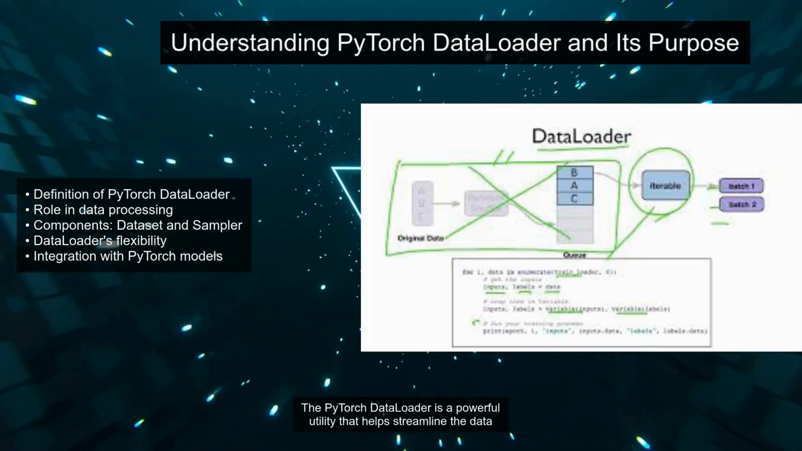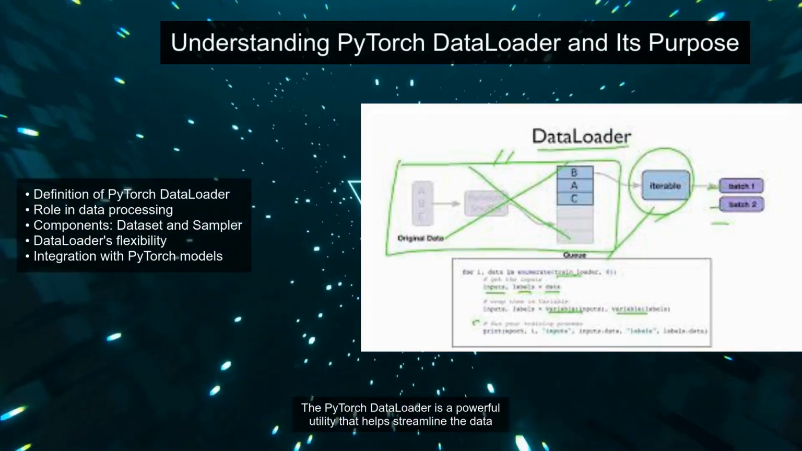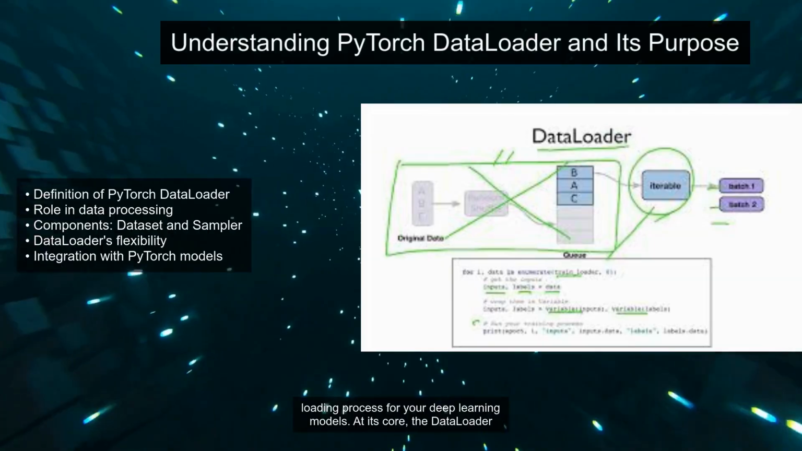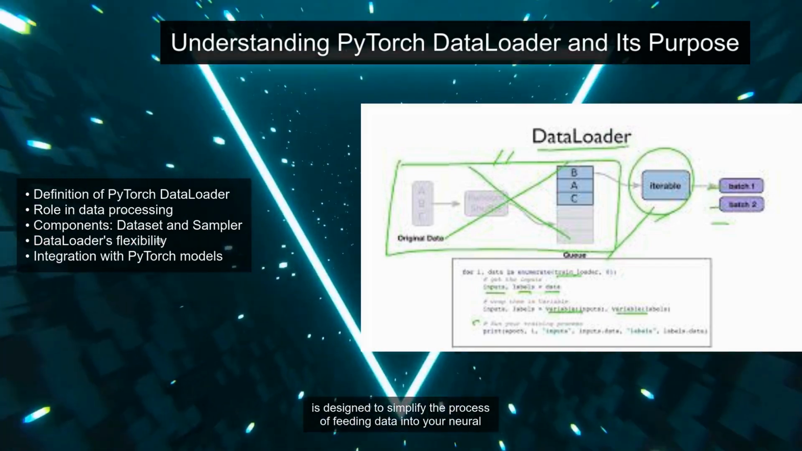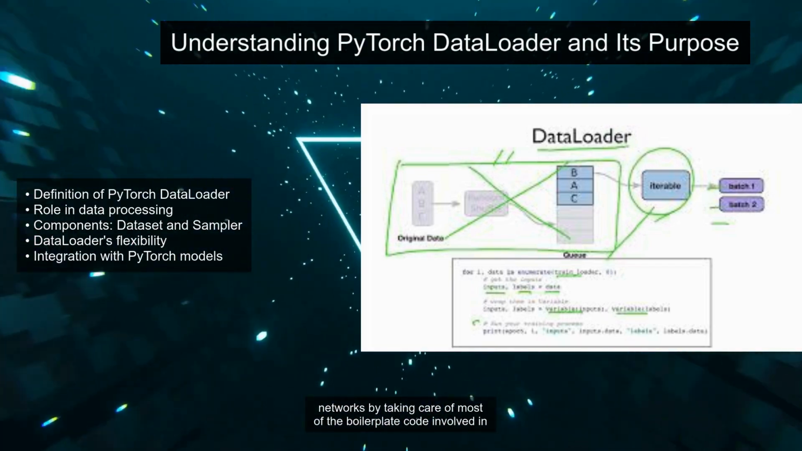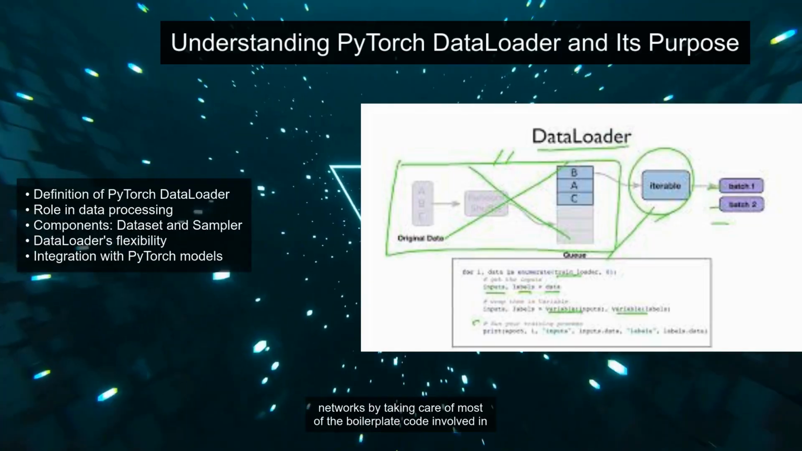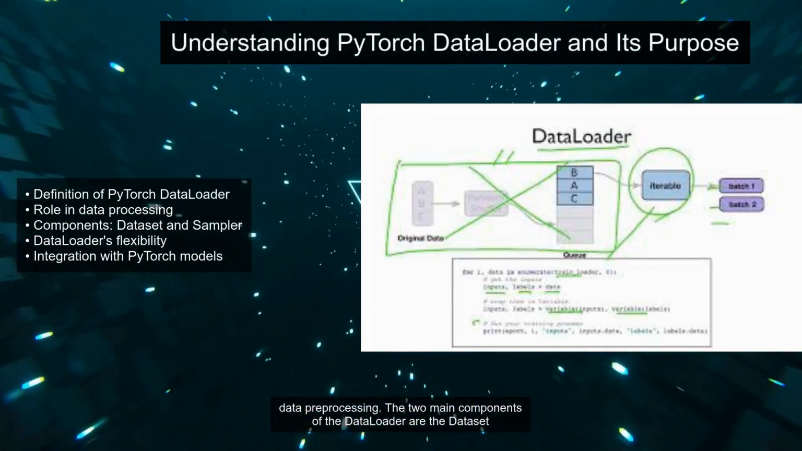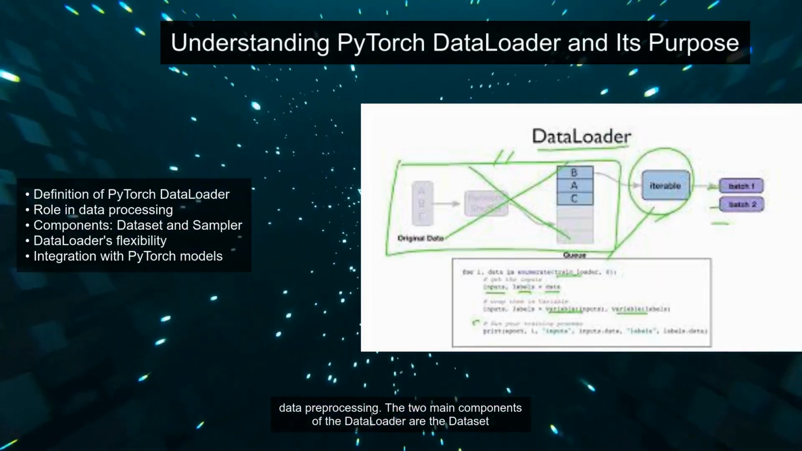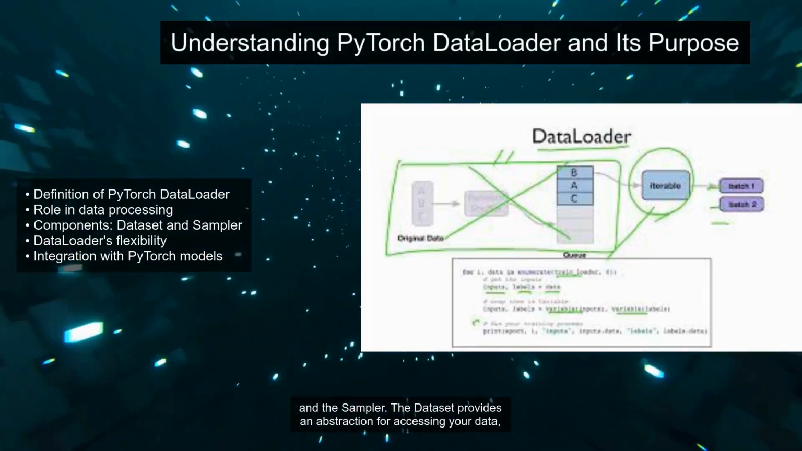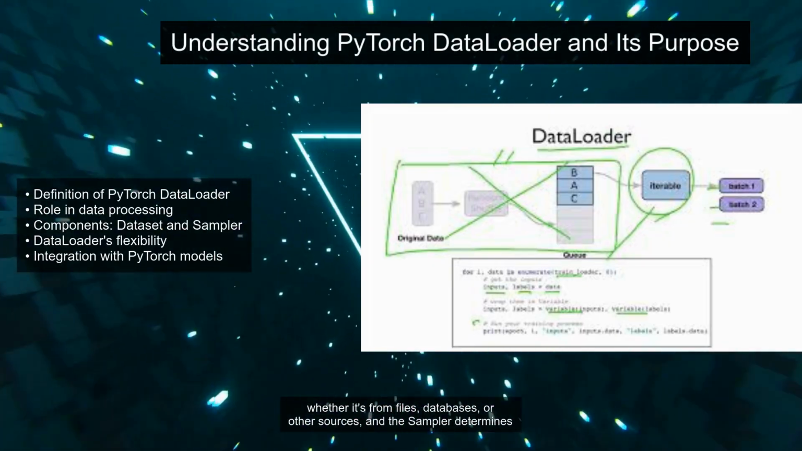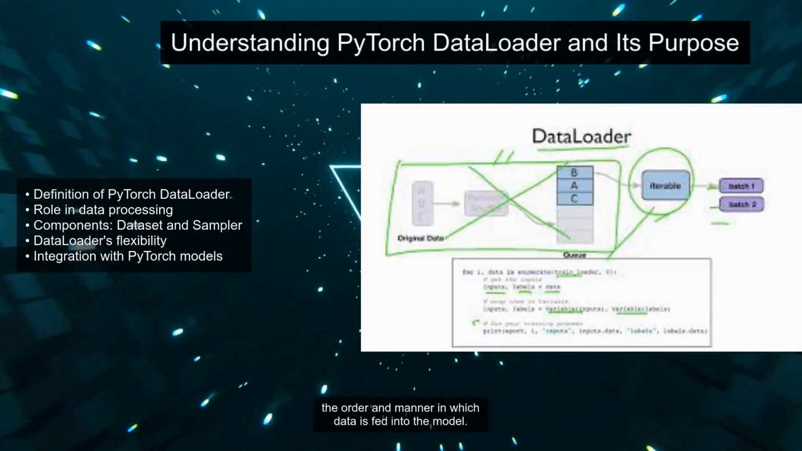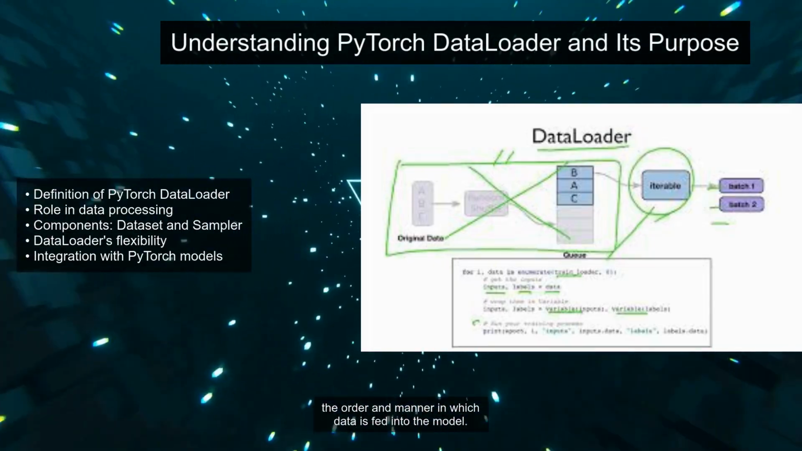The PyTorch DataLoader is a powerful utility that helps streamline the data loading process for your deep learning models. At its core, the DataLoader is designed to simplify the process of feeding data into your neural networks by taking care of most of the boilerplate code involved in data preprocessing. The two main components of the DataLoader are the dataset and the sampler. The dataset provides an abstraction for accessing your data, whether it's from files, databases, or other sources, and the sampler determines the order and manner in which data is fed into the model.